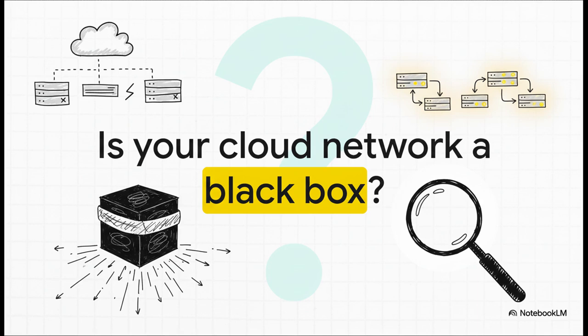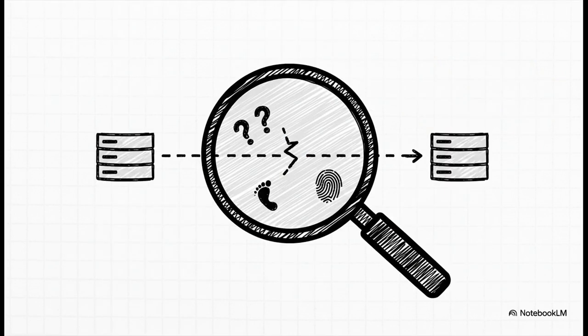Everything's running smoothly. And then boom, a connection just dies. Your app can't talk to the database, or an EC2 instance can't grab its updates. You're just stuck. It really feels like you're staring into a total black box, right? You're completely blind. Okay, so let's get our detective hats on.